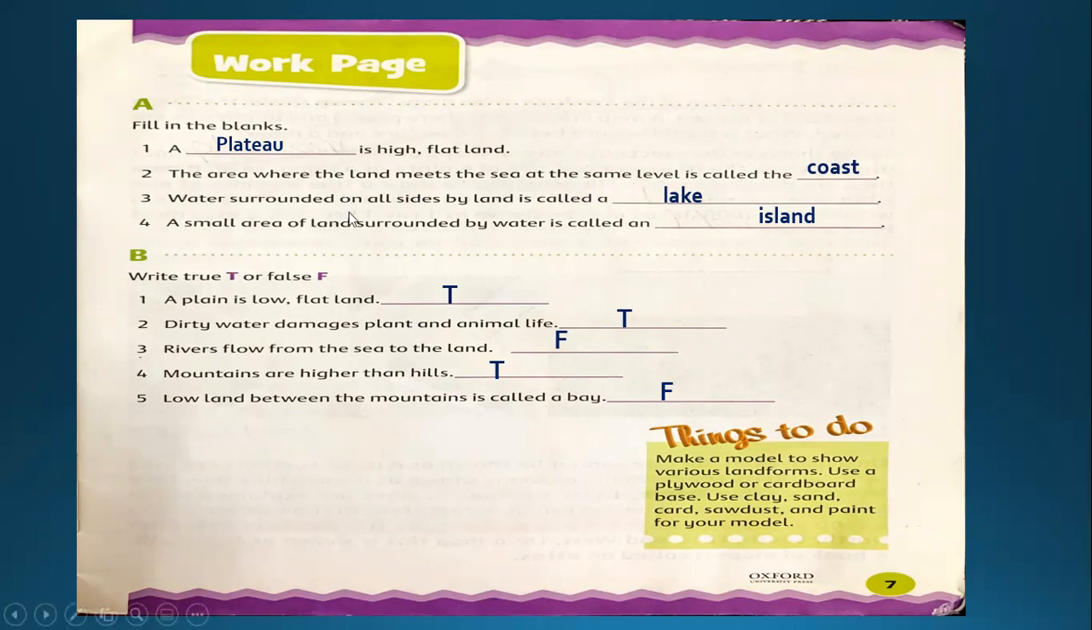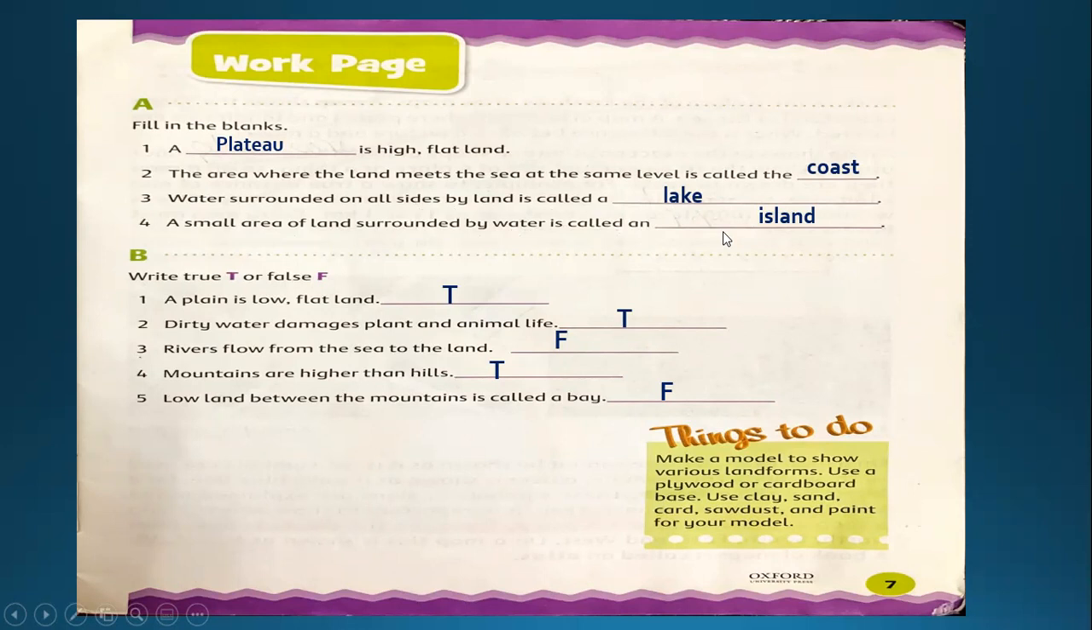Water surrounded on all sides by land. Water at the center, surrounded on all sides by land, is called a lake. A small area of land surrounded by water is called an island. Yes, good.